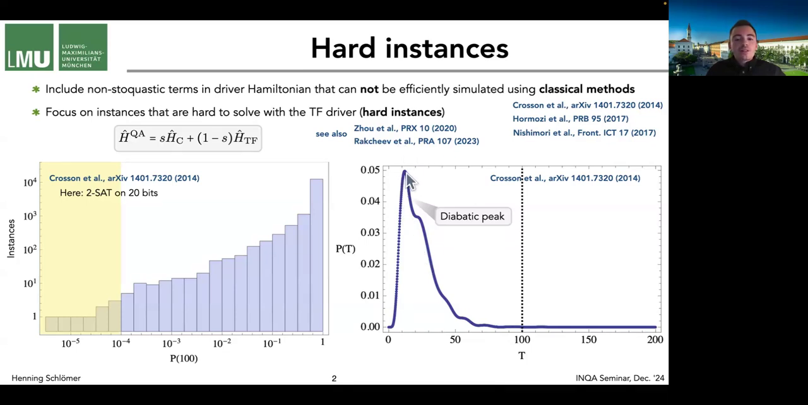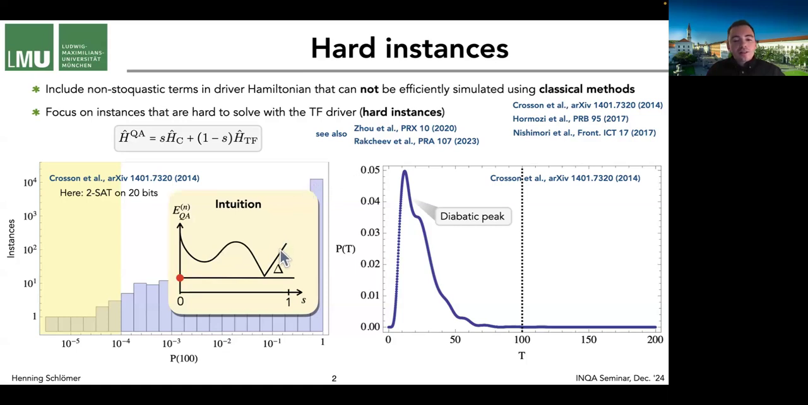So you have kind of locally an enhanced probability of ending up in the ground state, which really defines this property of being hard to solve. You have this diabatic peak, then it's suppressed, and then at very, very long times, it will go into this adiabatic regime and then start to go towards 1 exponentially.